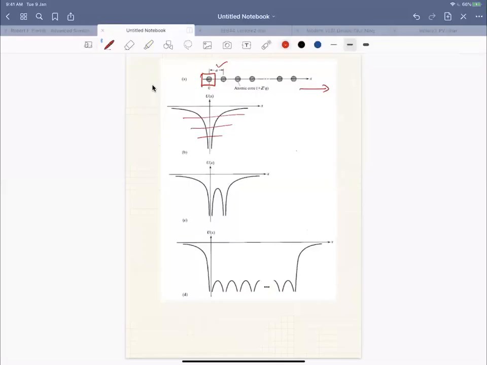If a is far apart, if a is very high, then maybe the potential energies will not interfere. But if the atoms are very close to each other, then they will interfere, and I'll have something like this, a modified potential energy. So depending on the lattice constant, you will have different potential energies.